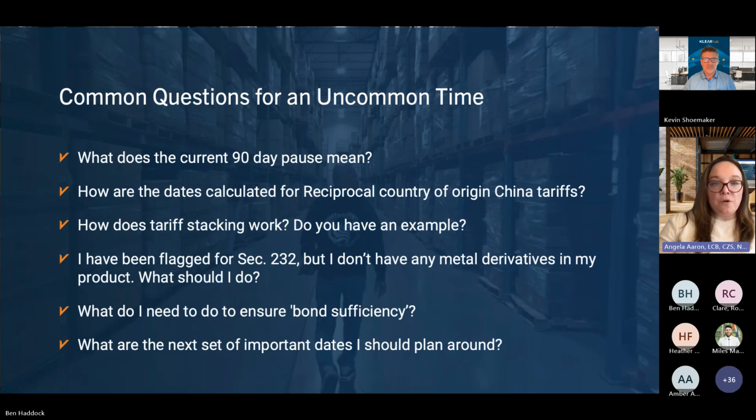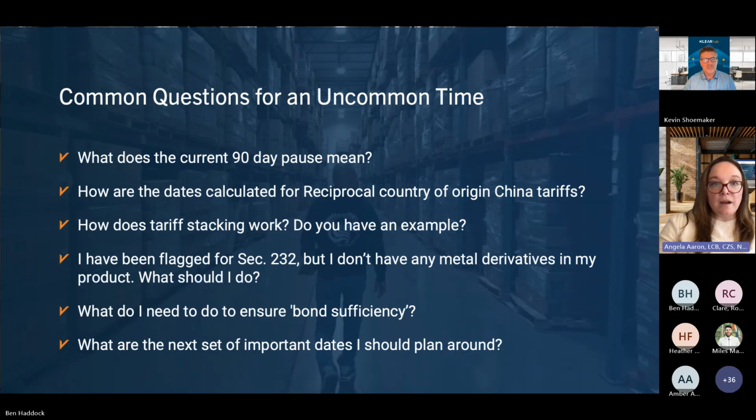But also, if you import any automotive parts, parts of light vehicles or trucks, passenger vehicles and light trucks, those Section 232 tariffs, 25%, begin on May 3rd. And so that could be a new tariff, additional cost for your bottom line, for your bond sufficiency.